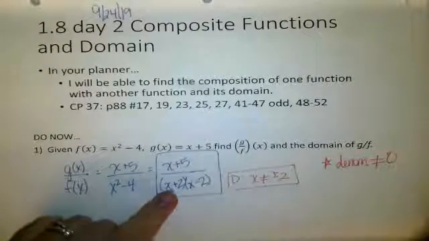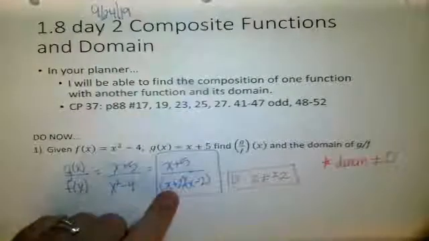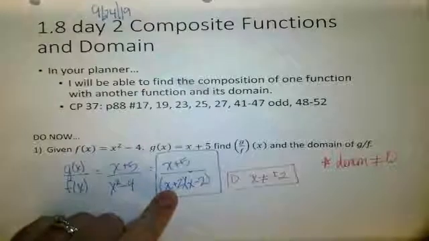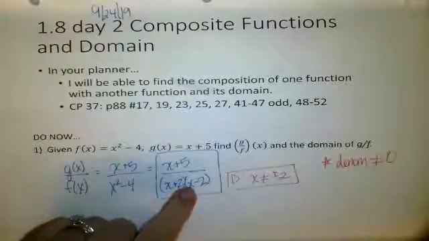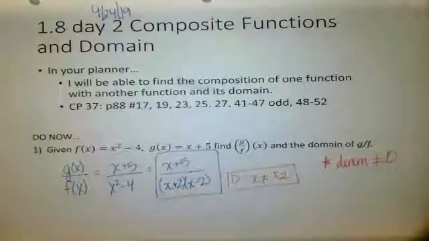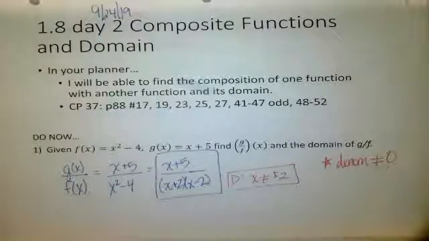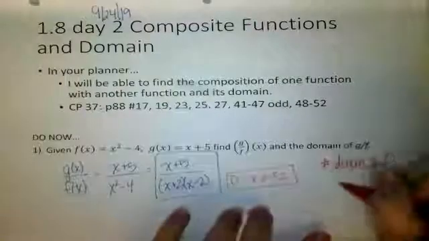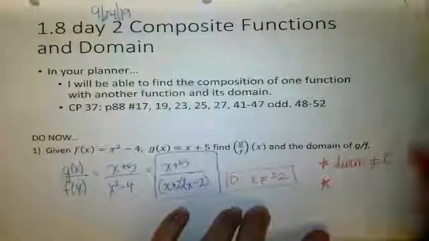So negative 2, if I plug that in, negative 2 plus 2 is 0. That makes us divide by 0. It's undefined, not allowed. Here, if we plug in a positive 2, it makes, again, the denominator 0 and the function undefined. So that's one of our special rules. What's another special rule for domain we have?